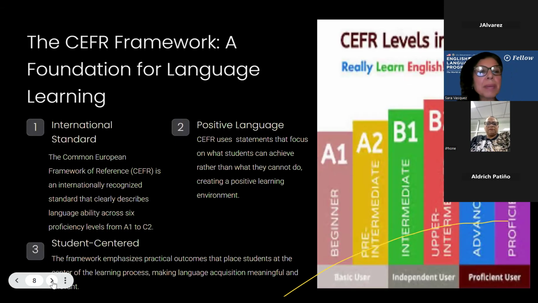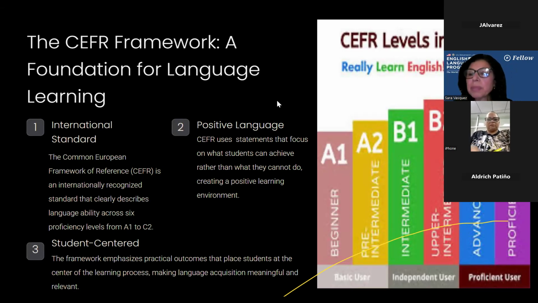Now that we understand a little bit about the proficiency levels, I wanted to talk a little bit about why we use the SEFR. Aldrich already shared that with us, but I'll just review it for everyone. It's an internationally recognized system that clearly describes language ability across 6 proficiency levels, from A1 to C2. And it uses statements that focus on what students can achieve instead of what they cannot achieve. So that is a very good way for us to monitor progress.